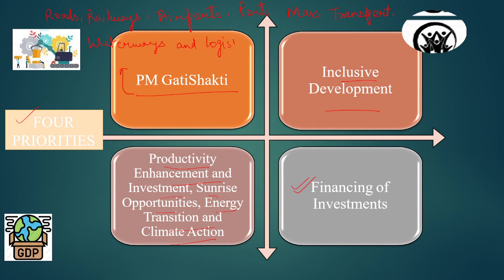And logistics infrastructures. All right. These are the seven engines. These are the seven engines that will drive PM Gati Shakti. Apart from this, if I talk about it, what is the master plan of this year's PM Gati Shakti?